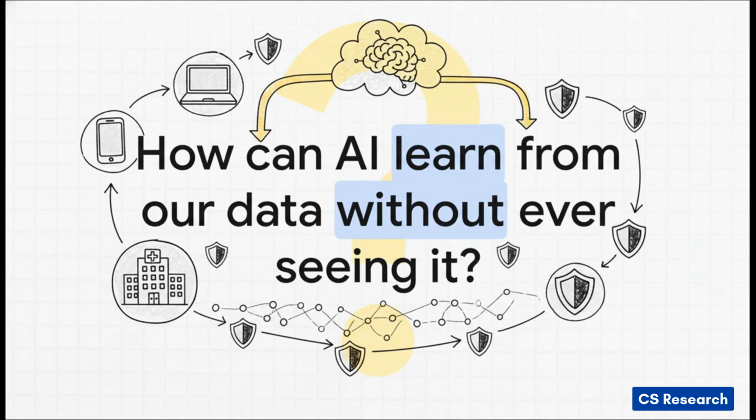So let's start with a big question. How can an AI possibly learn from all of our data without ever actually seeing it? Well, it sounds a little like magic, but it's the core promise of a technology called federated learning. It's a way to train a single, powerful AI model using data from tons of different places, think hospitals or even our phones, all while keeping everyone's data completely private.